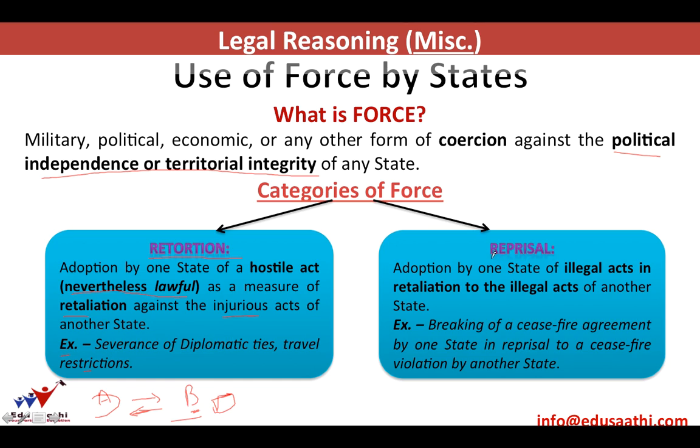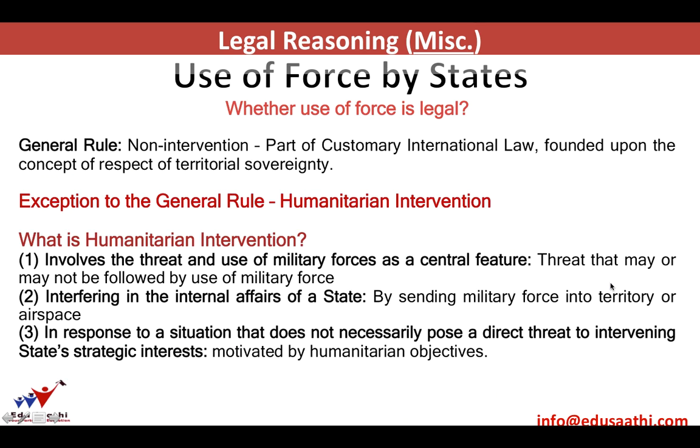Next is reprisal. This is adoption by one state of illegal acts in retaliation to the illegal acts. In contrast to this concept, in this case, B would take actually similar kind of injurious acts in retaliation to the acts done by A. So examples could be breaking of ceasefire agreement by one state in reprisal to the ceasefire violation by another state. For example, A breaks the ceasefire, B would also do the similar thing. So one is taking hostile act which is lawful and other is taking illegal act in retaliation to illegal act. So these are the kinds of force which could be used by the states.